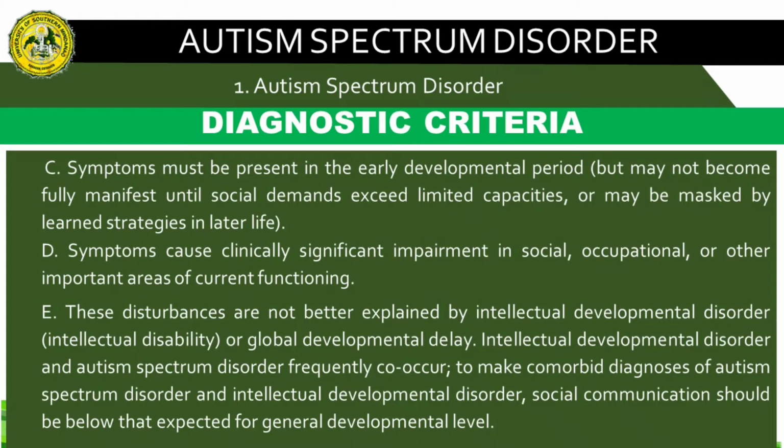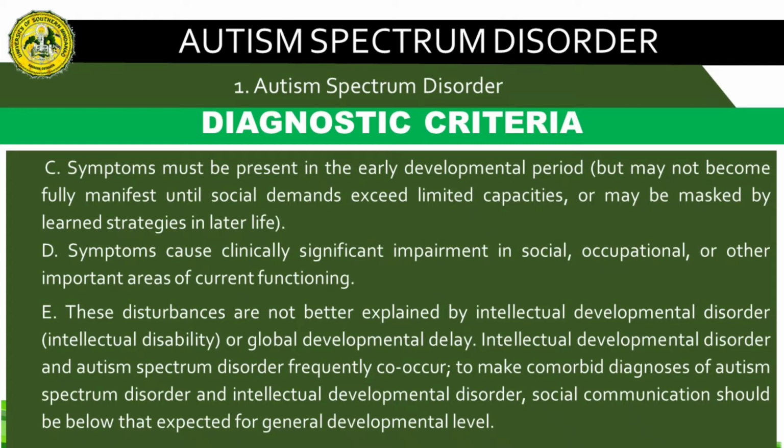Intellectual developmental disorder and autism spectrum disorder frequently co-occur. To make a comorbid diagnosis of autism spectrum disorder and intellectual developmental disorder, social communication should be below that expected for general developmental level. So criterion E specifies that the social communication deficits are not in line with the individual's developmental level. Impairments exceed difficulties expected on the basis of developmental level.